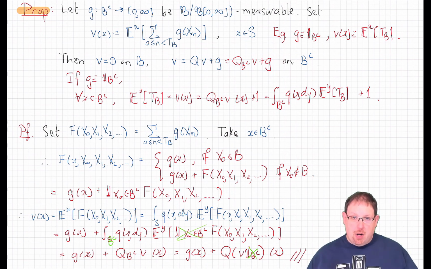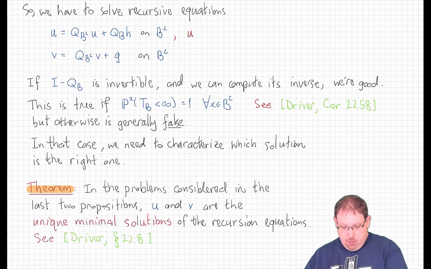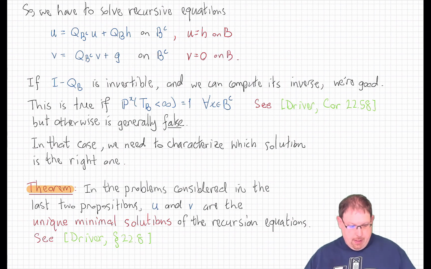So, to summarize, if we want to compute these two kinds of expectations which generalize the probability that the hitting time is finite and the expected value of the hitting time, u and v can always be calculated by these kinds of recursions, where we have the boundary conditions, if you like, that u is equal to h on B and v is equal to 0 on B.